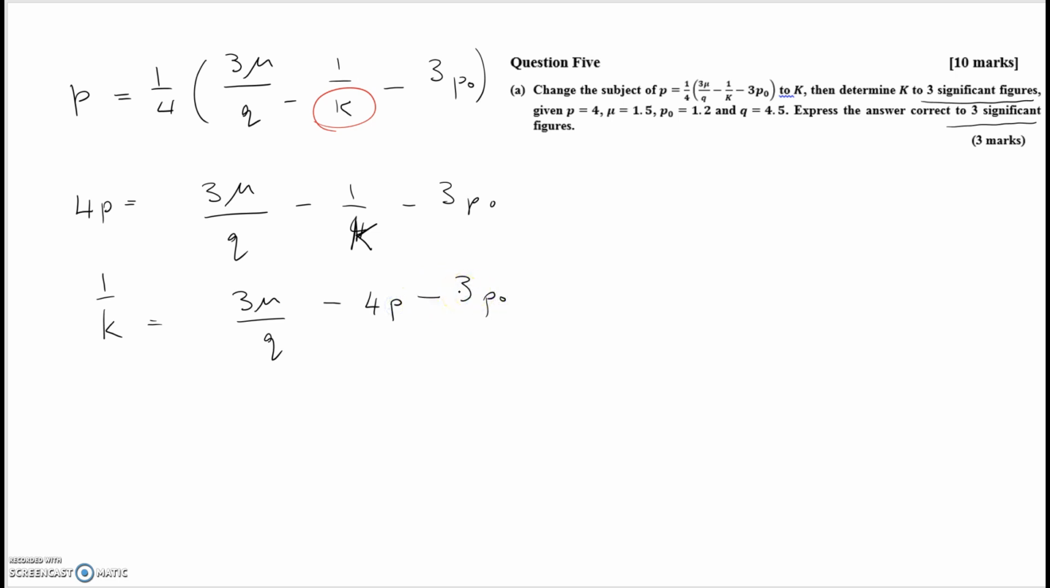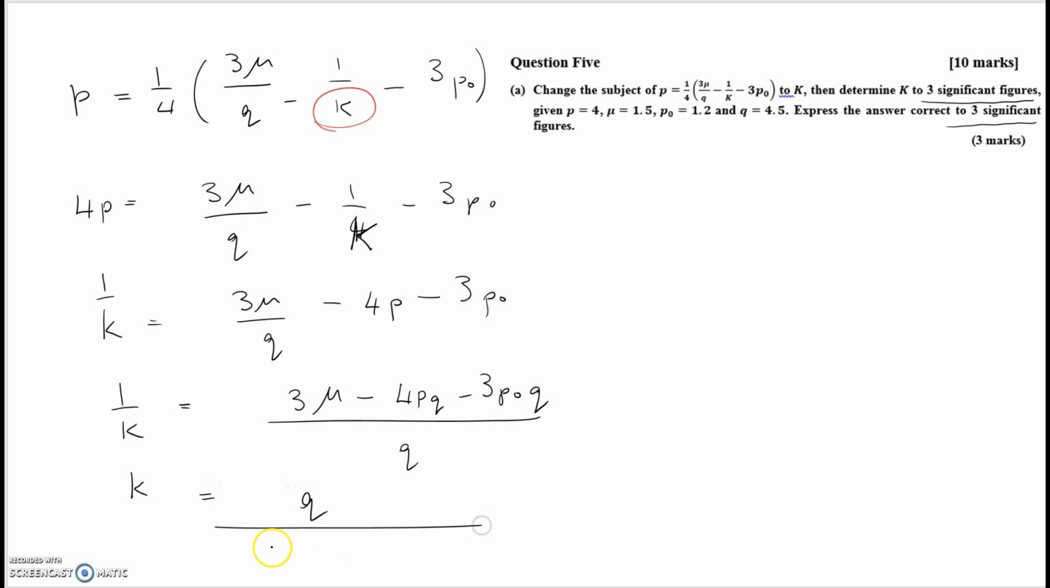Now, in order to flip the left-hand side, I need to collect them all over Q. So I'll just leave it for the moment. Put them all over Q. So it's 3 mu minus 4P times Q minus 3P0 times Q. Now I can flip it, that K is equal to Q over 3 mu minus 4PQ minus 3P0 Q.